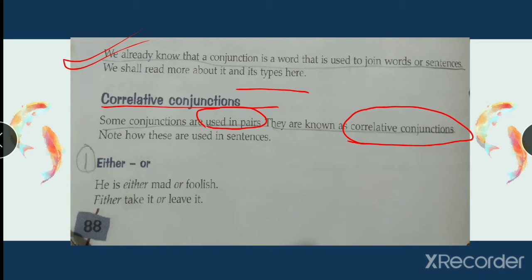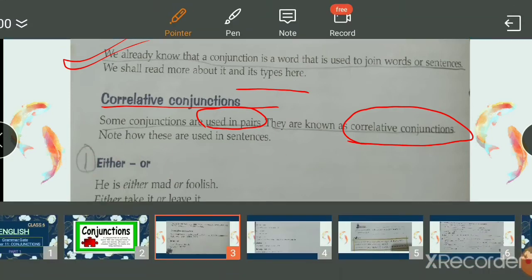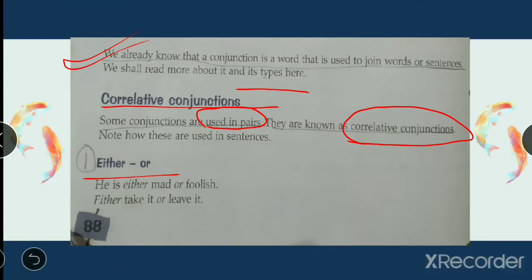I hope the definition of conjunction is clear. Conjunction means joining words, phrases, or sentences. What is correlative? Correlatives are the pairs of conjunctions that we use. Now you will be studying six pairs of correlative conjunctions. Clear? And then we will be doing the exercise. So the first one over here is either or. The most common one, either or.